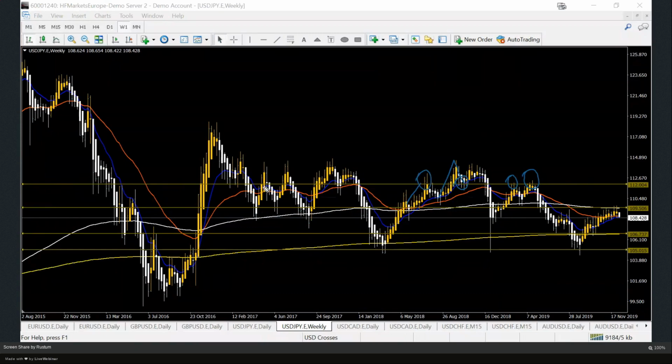So the area is very important. It comes down here and it goes back up. Here it comes all the way down through the level and it comes and retests the area again. And here as well. So I have many reasons now why I've placed my resistance area right there.